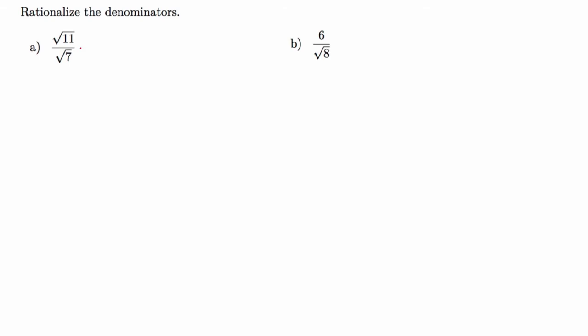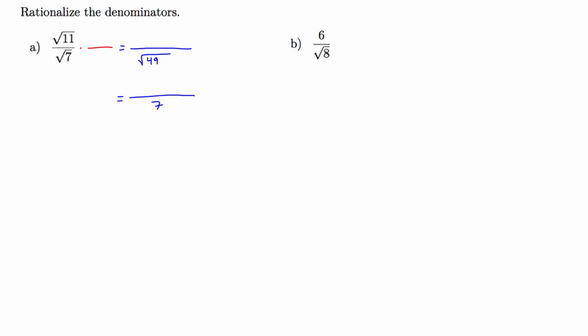To rationalize the denominator means I need to figure out what I'm going to multiply that denominator by to turn it into a square root of a perfect square. Well, I know 7 times 7 is 49, which makes 49 a perfect square. So if I can turn that denominator into the square root of 49, the square root of 49 will simplify down to a clean 7, and we'll have rationalized the denominator.